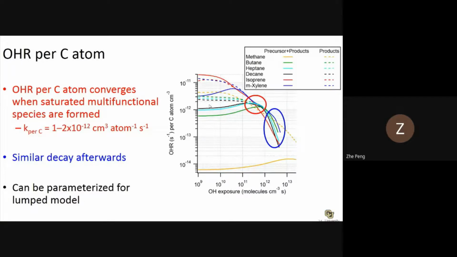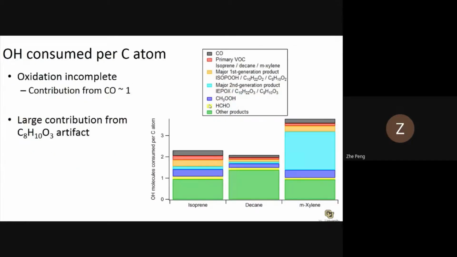If we integrate the OHR per C atom over the whole course of oxidation till CO2, we can get the number of OH consumed per C atom for the whole oxidation course. And the result is here. But this plot has two issues. One is the oxidation is incomplete. Almost every carbon atom should react with OH once as CO before they go to CO2. So for isoprene and decane, the value should be close to 3.